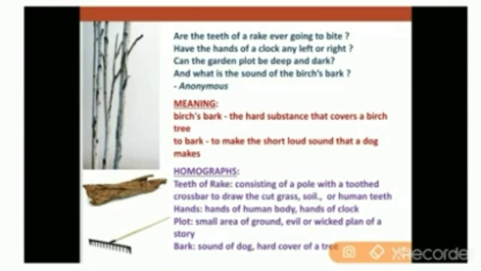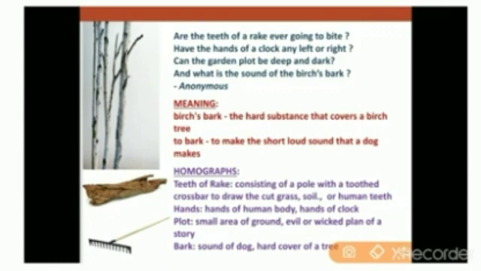So here the poet says, are the teeth of a rake ever going to bite? That means whether these teeth which are attached to the rake can bite like human teeth. The next line is, have the hands of a clock any left or right? Now here humans have hands, the clock also has hands, the hour hand, the minute hand. Human hands have a left hand and a right hand. Then do the clocks also have left or right hands?